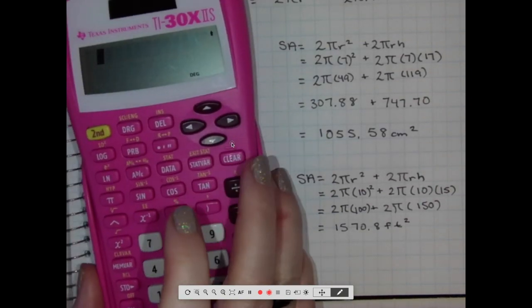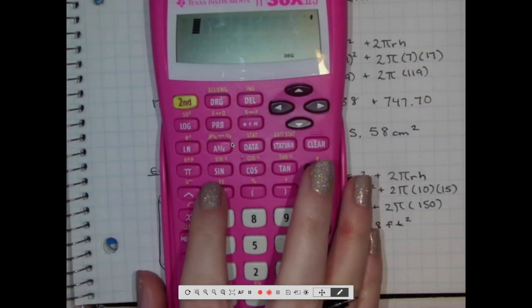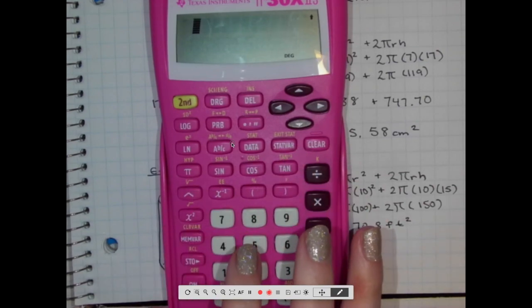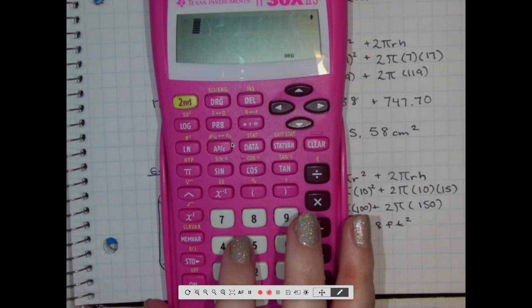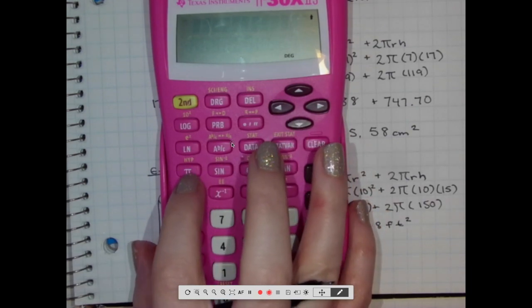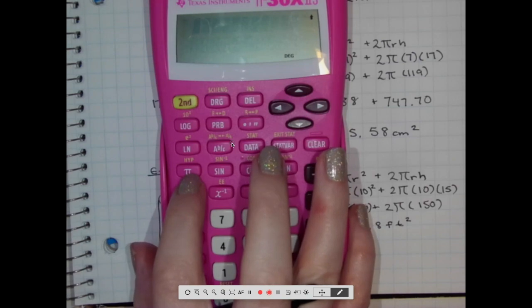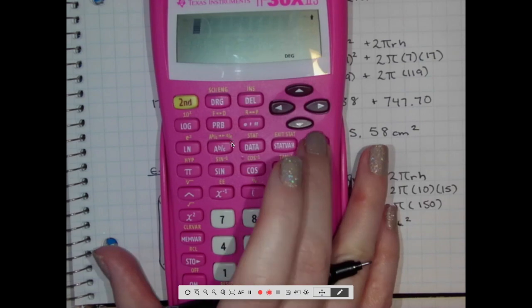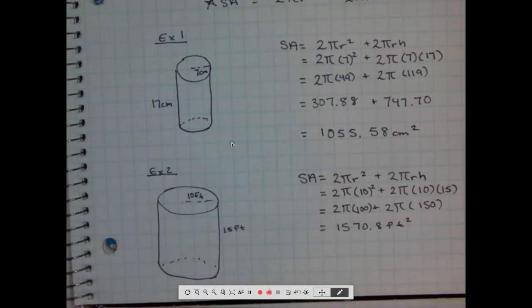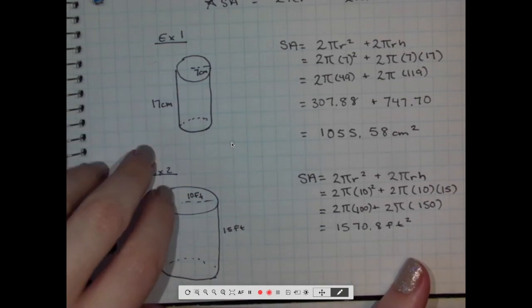Now, it's okay if you have a calculator that doesn't have a pi button. You can use 3.14 instead. But if you do have a calculator that has the pi button, use the pi button. You will have more accurate answers, and that'll really help you out later on in math. Okay, let's go to the easier one, volume. So if you want to take a break, this is where to take a break.